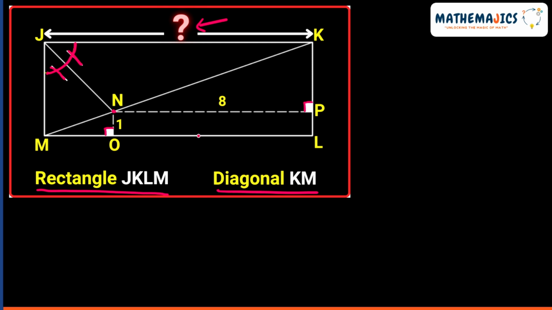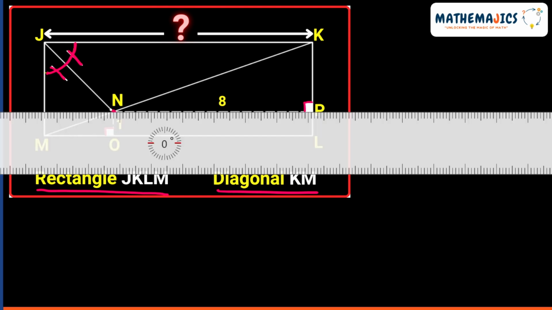Both are the same, right? Now, there can be many ways to solve this question. You can share your own method in the comment box. I'm sharing my method through this video. According to my method, I drew two perpendicular lines. Which are these perpendicular lines? Let's see. First perpendicular line I drew from this point N to the side JM.